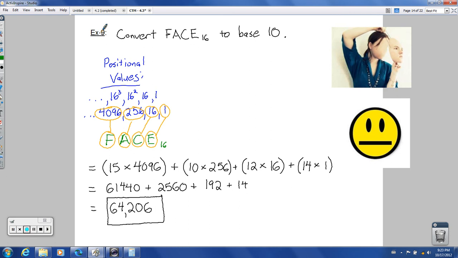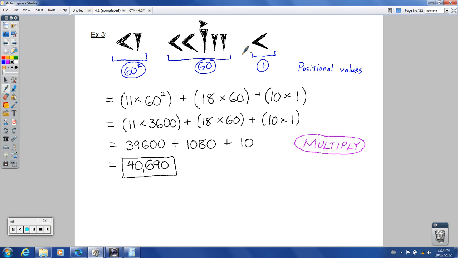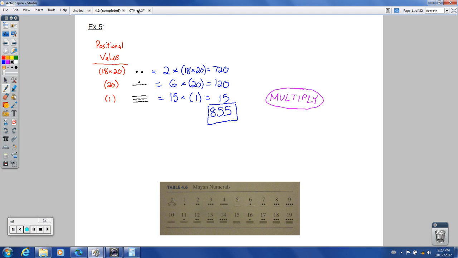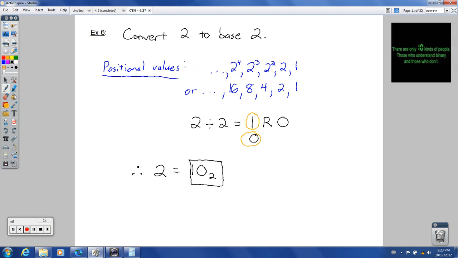So we saw the Babylonians using their base 60 system. We saw the Mayans using their base 20, more or less, system with a weird 18 thrown in there. And then now we're using base 16, base 12, any old base we want, really, but especially focusing our attention on some of the bases that computers utilize.